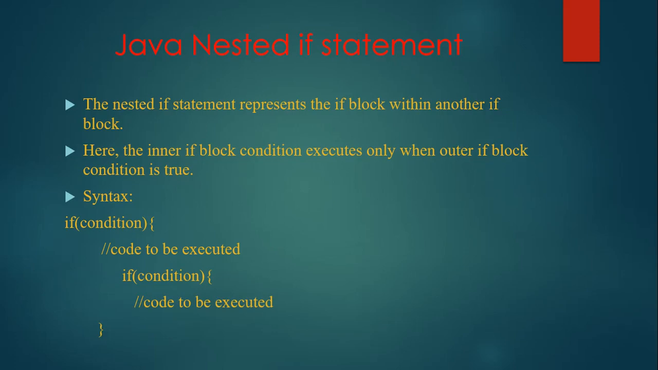It is used when we have two types of conditions. For example, if the number is positive, then only we check whether it is even or odd. In that type of condition, we can use a Java nested if. First of all, we check whether the number is positive or negative. And if it satisfies our first condition, then only the second condition will be executed, that is, whether it is even or odd. In that type of example, we can use the Java nested if statement.